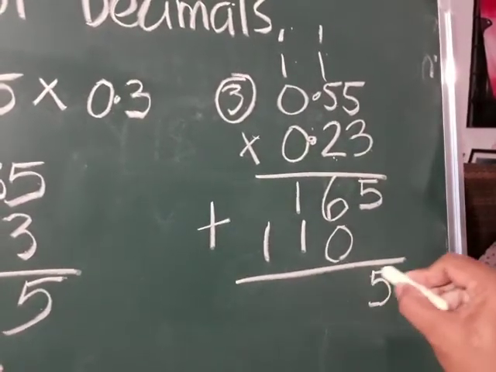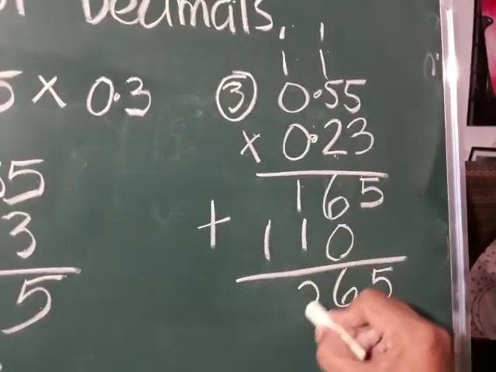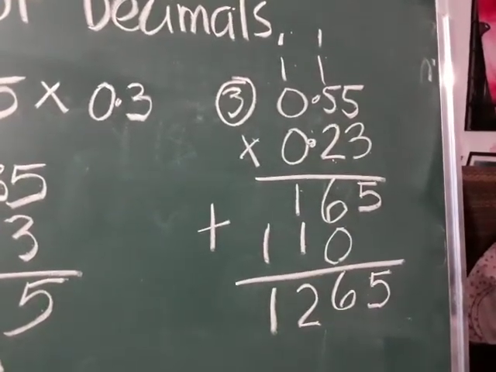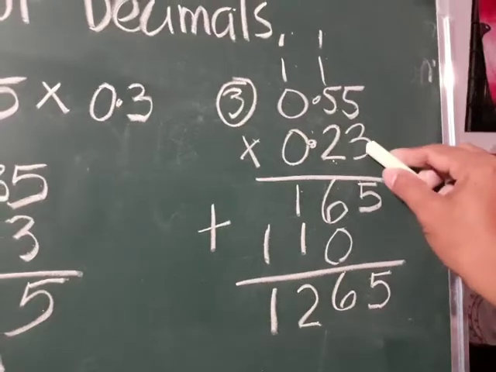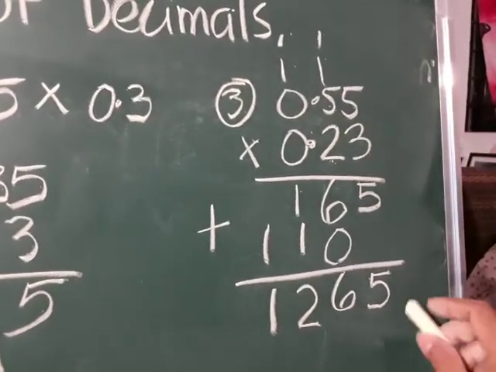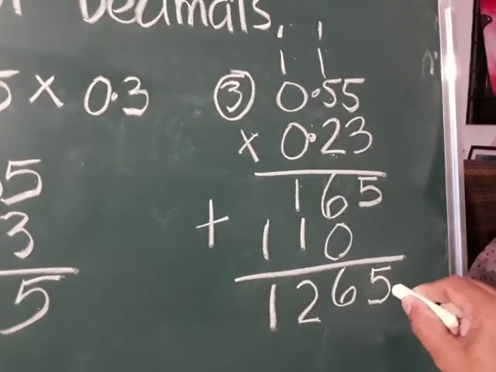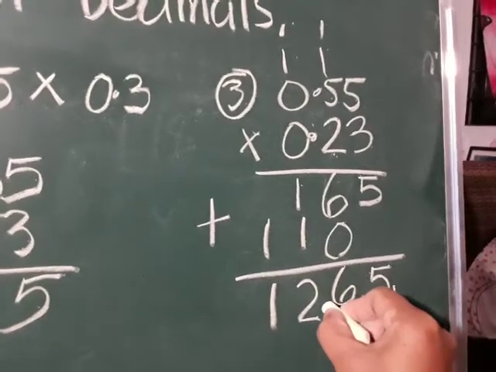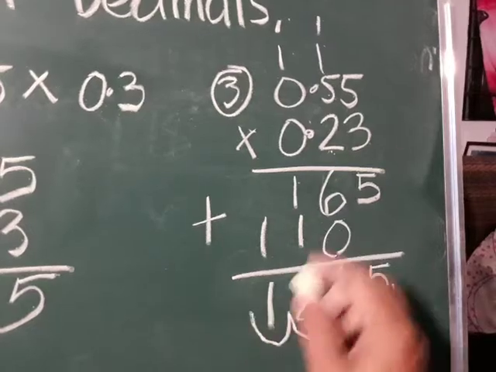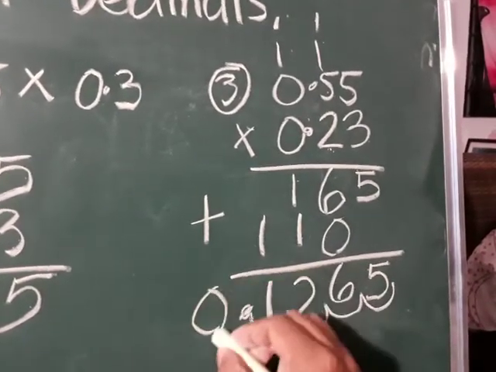5, bring down 5. 6 plus 0, 6. 1 plus 1, 2. And bring down 1. Next, we're going to count the number of decimals. 1, 2, 3, 4. And then we're going to go step forward to the product. 1, 2, 3, 4. Okay, so decimal and then put 0.